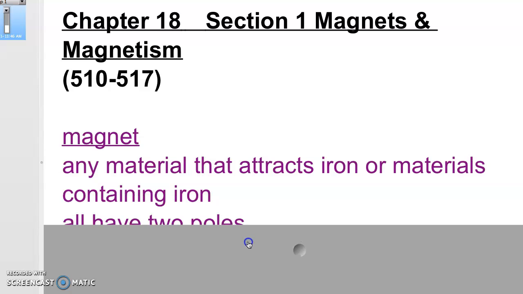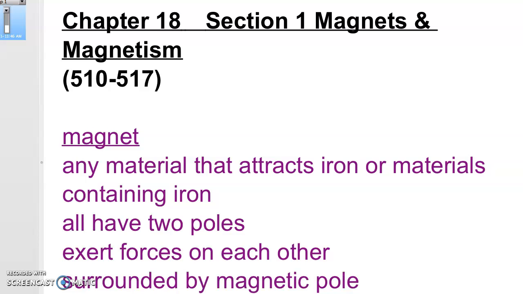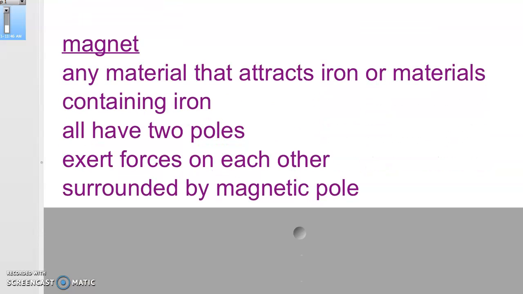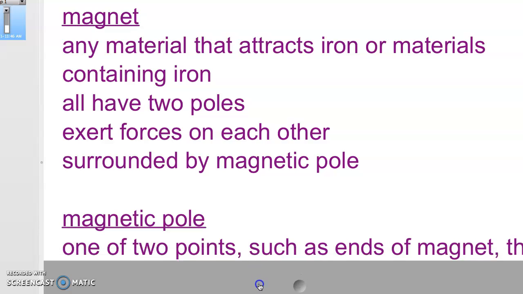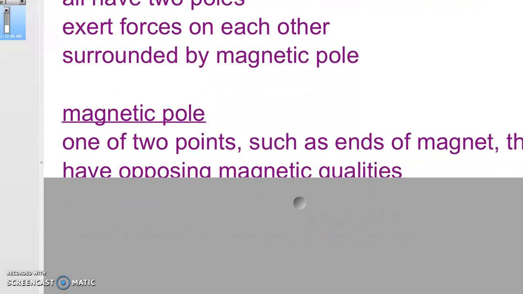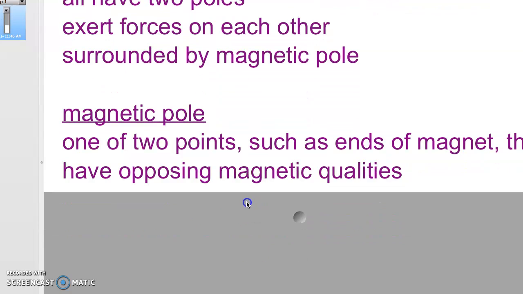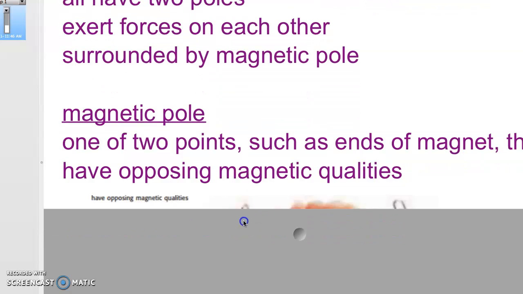So first things first, we've probably all played with magnets in our life. A magnet is any material that attracts iron or materials that contain iron. And there are always two poles. That's important to note, and we'll be talking about that. Magnets exert forces on each other, and they are surrounded by a magnetic field. So what is a magnetic pole? These are one of two points, such as the ends of the magnet, that have opposing magnetic qualities.